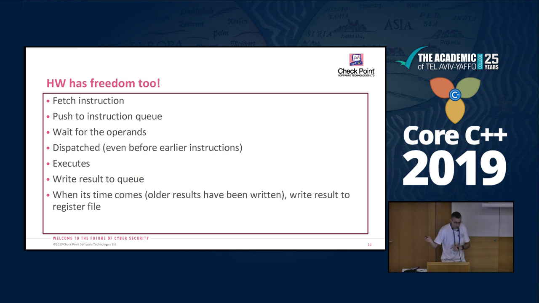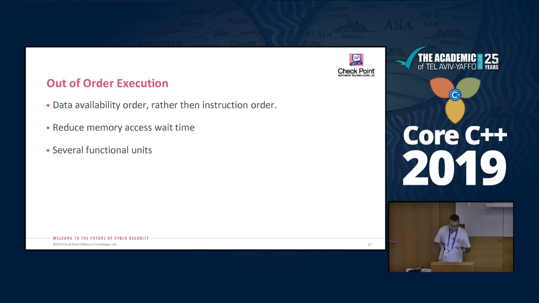Then we write the result to a result queue. And then when the time comes, when all the previous instructions have been read from this queue, we'll write the result to the register file. So what it means is that the CPU is not executing our instructions in the order that we wrote them. It's executing them in data availability order, and only then it reorders them back to the original order. So it reduces the amount of wait time, and it also allows us to use several functional units at the same time, which we were not able to do in the previous execution model.